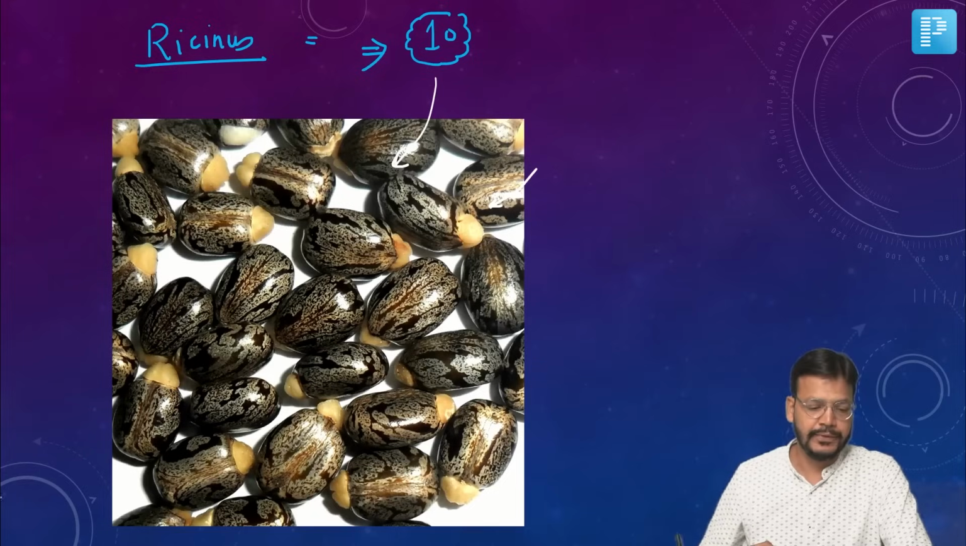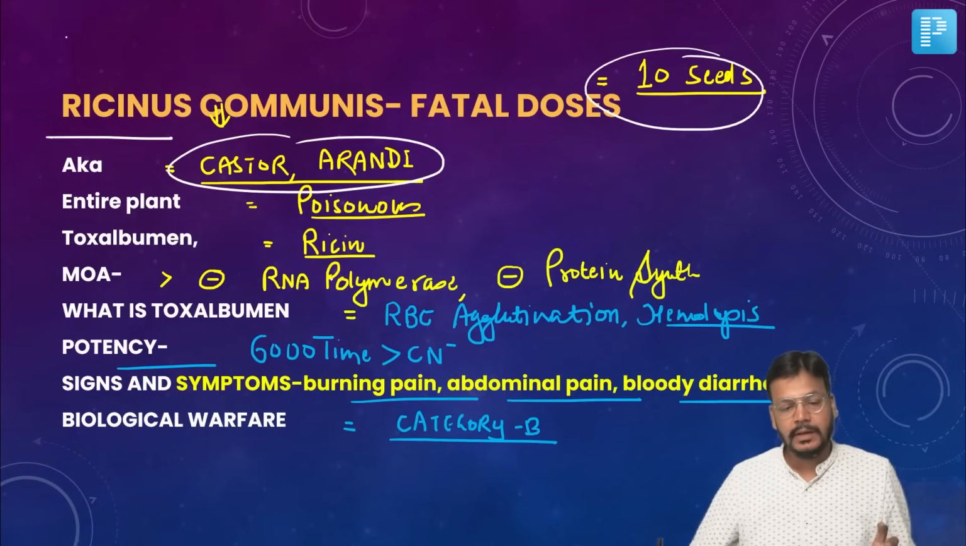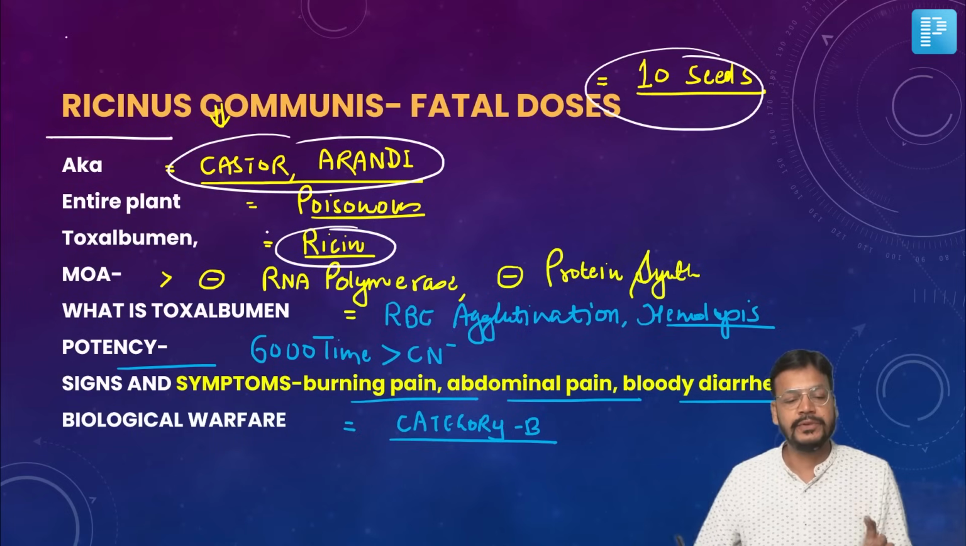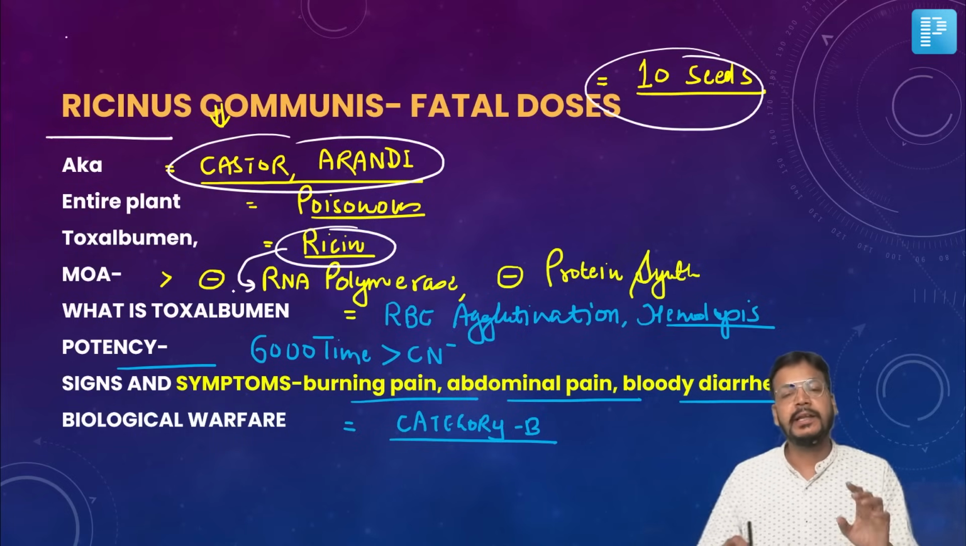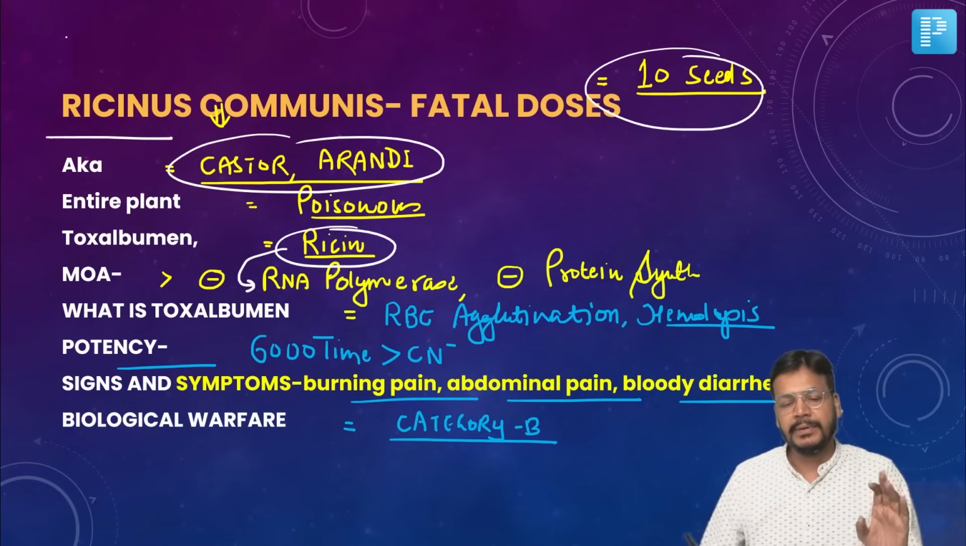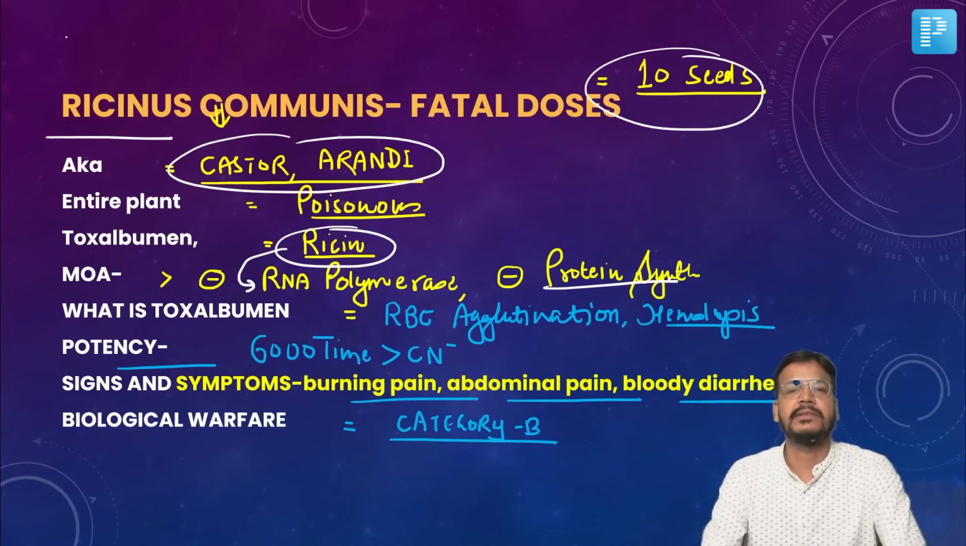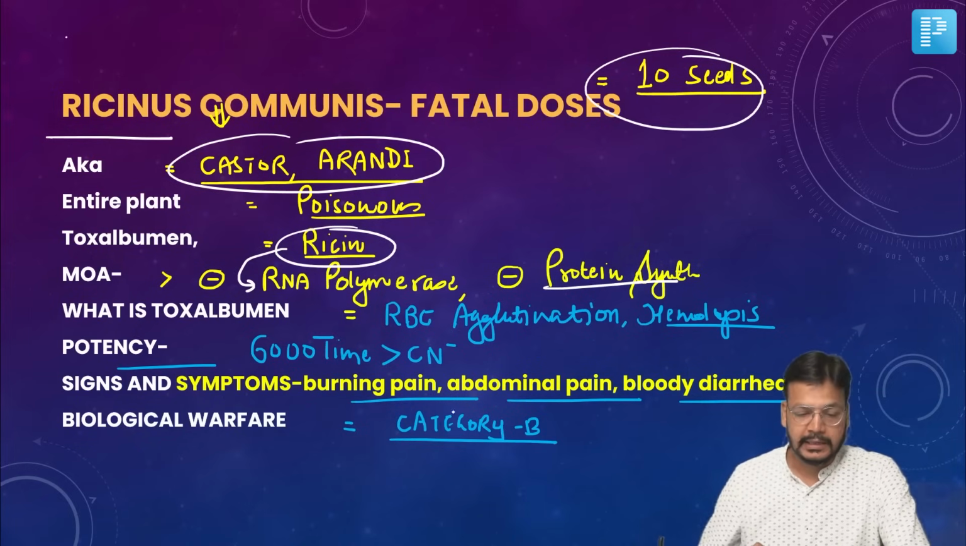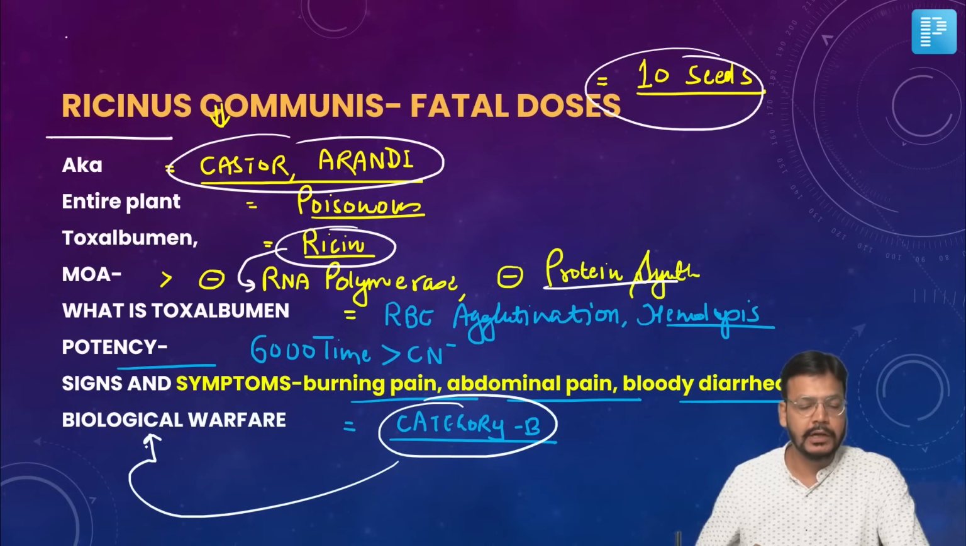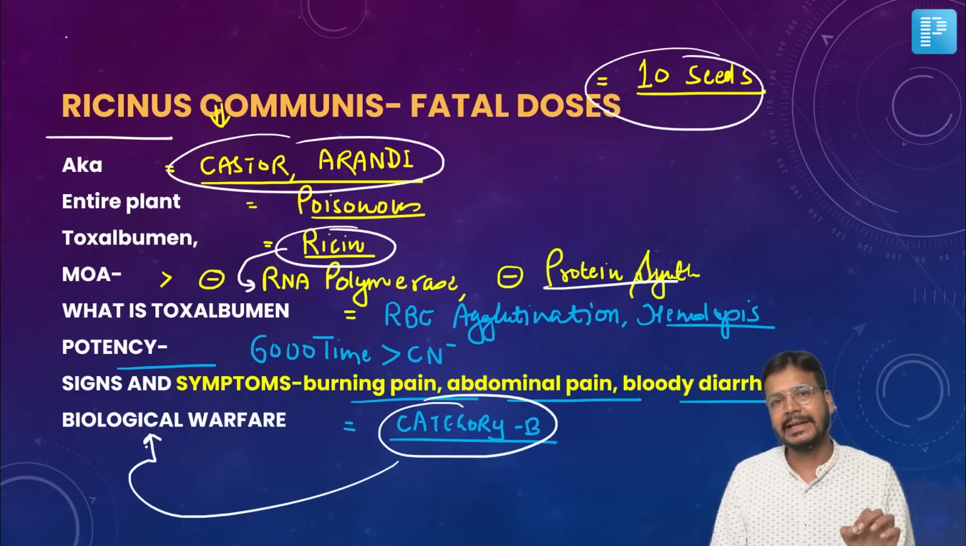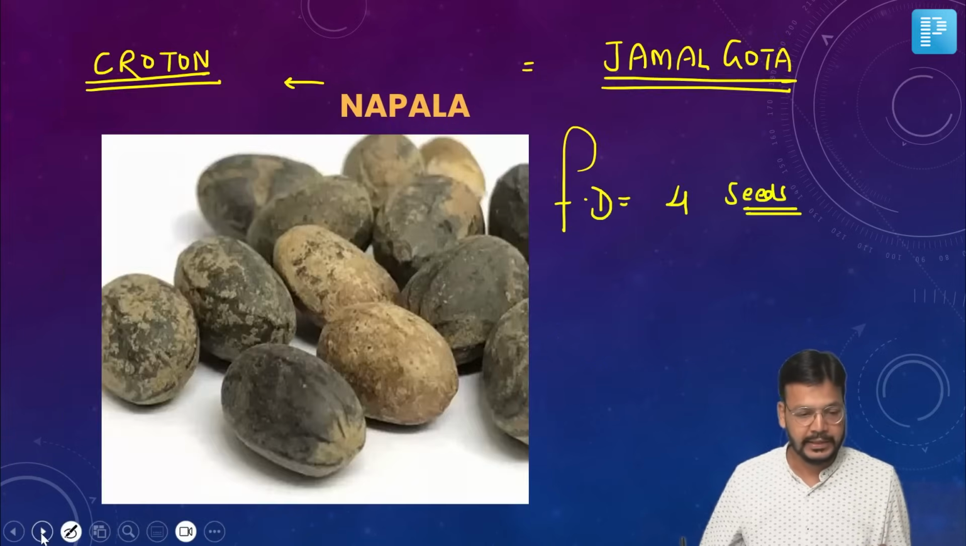10 seeds are the fatal dose. Here the main principle is ricin. R for ricin. It inhibits RNA polymerase and inhibits protein synthesis. The mechanism is RBC agglutination. It is a category B biological warfare agent.